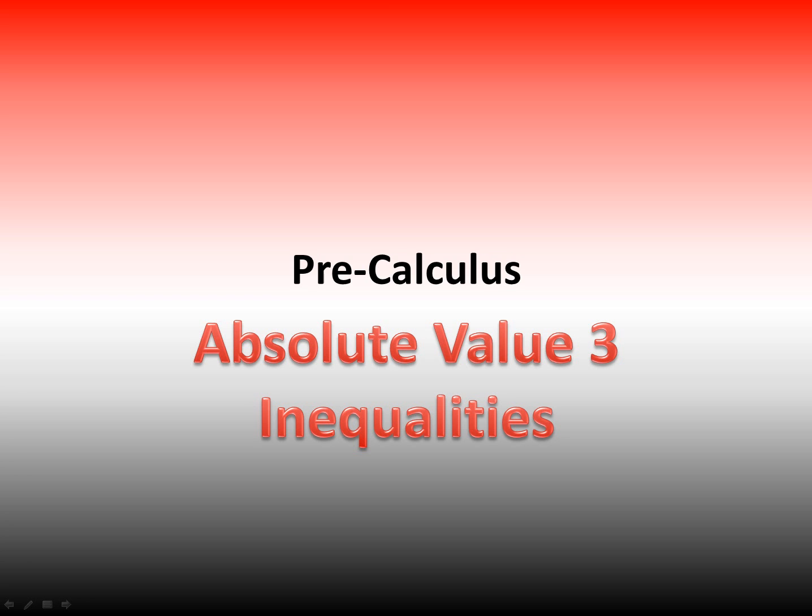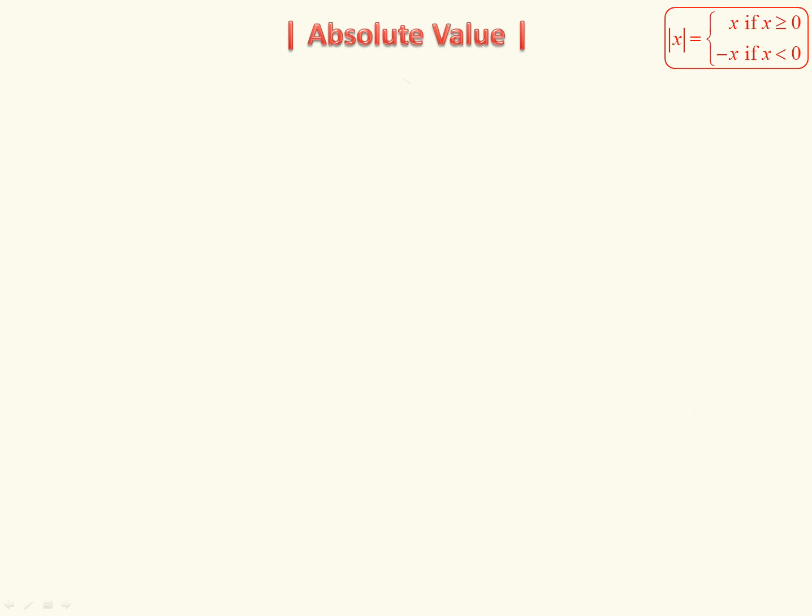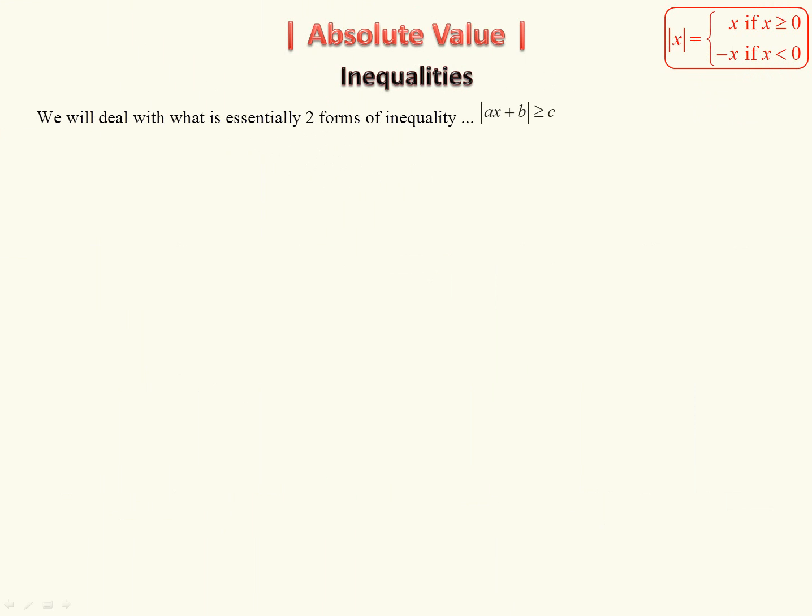Absolute value inequalities. We're going to deal with two forms of the absolute value inequality, and that is the first degree polynomial inside the absolute value and a constant outside, or a first degree inside and a first degree outside. Let's look at the first type.